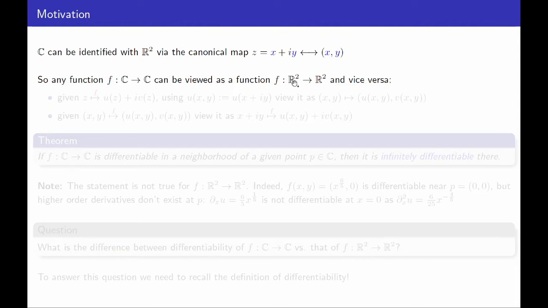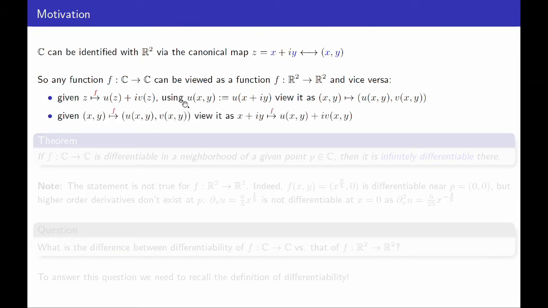So now with this, any function that maps C to itself can be viewed as a function from R2 to itself. Indeed, if we start with a function from C to itself that takes the point z and maps it to the point u(z) plus i v(z), so in other words u is the real part of f and v is the imaginary part of f, then if we use this notation for the function u, so u of (x, y), we just identify it with u of x plus iy, then we can view f as a mapping from R2 to itself, which takes the vector (x, y) to the vector with coordinates u and v.